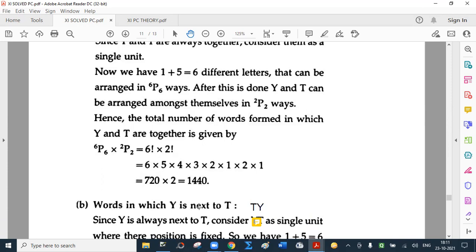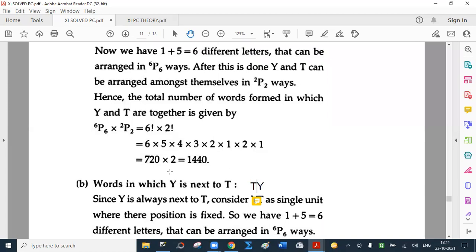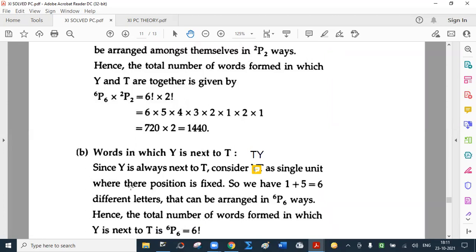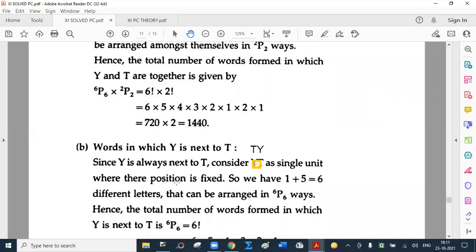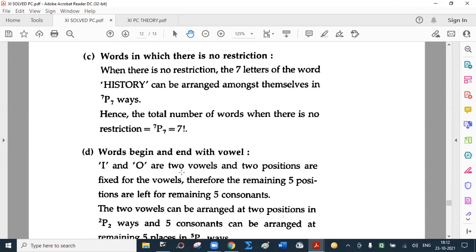Words in which Y is next to T. Since Y is next to T, consider TY as a single unit, where their position is fixed. Come on, it should be their. So we have 1 plus 5 equal to 6 different letters that can be arranged in 6P6 ways. Now don't say that Y and T can be arranged in 2 ways. No. What is the condition? That Y is always next to T. So we don't want YT, we want TY only. So the number of ways is 6 factorial, that is 720.